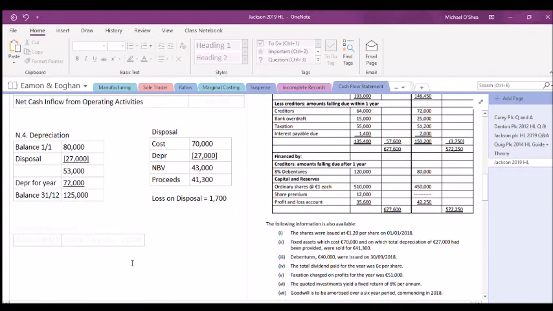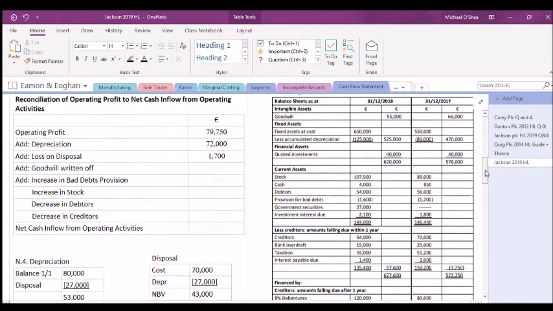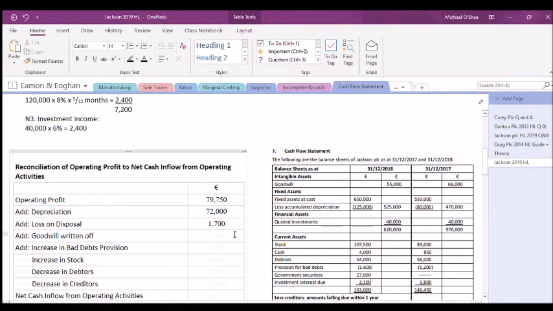So that's the figure I work off of. My note is going to be, so goodwill written off. I have my balance at the first of the first, which is 66,000. I'm going to amortize it over 6 years. So 66,000 divided by 6 years is 11,000. That's my goodwill for the year. I don't have to worry about taking this 11,000 away from the 66,000 and finding out my goodwill at the end of the year because it was given. 11,000 is my goodwill for the year. Again, it's an expense, so I'm going to add it back in because it's got nothing to do with cash.